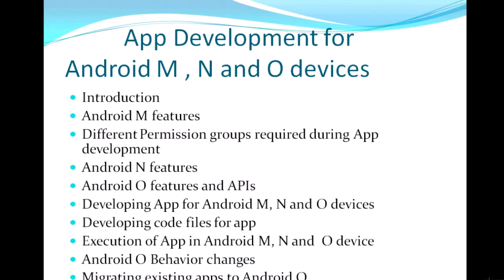Android M basically refers to Android Marshmallow devices, Android N refers to the Nougat devices, and Android O is the latest release by Google. So we will be discussing all these three devices and the app development for all these three devices.